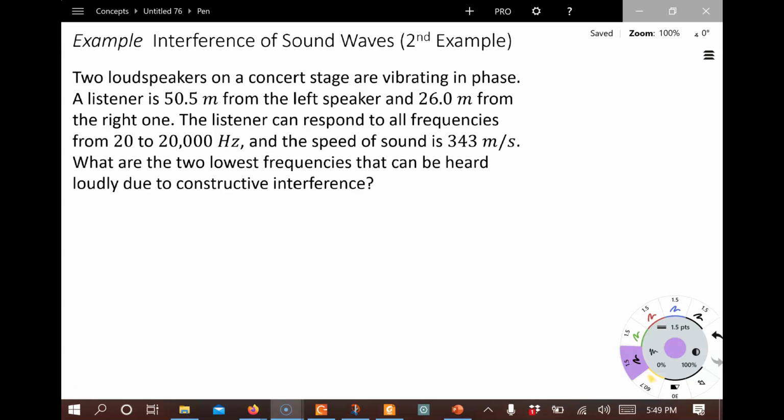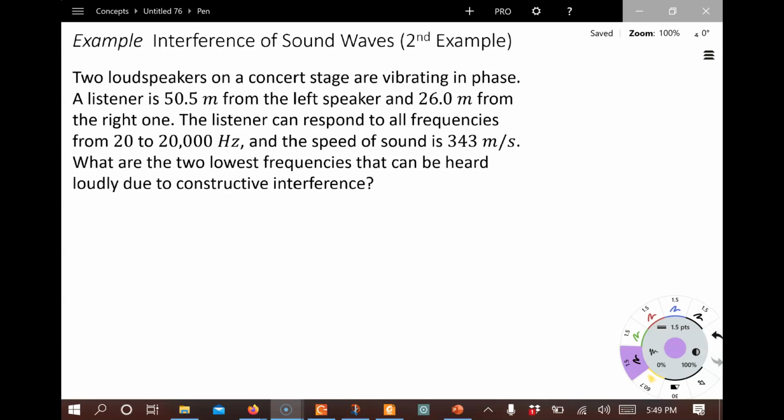Hi, this is an example problem from Chapter 17, a second example on interference of sound waves. Pause for a moment and read the problem. All right, so we've got two loudspeakers, and they are going to be directing sound waves to a listener.